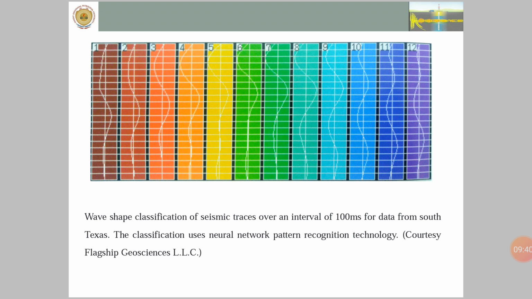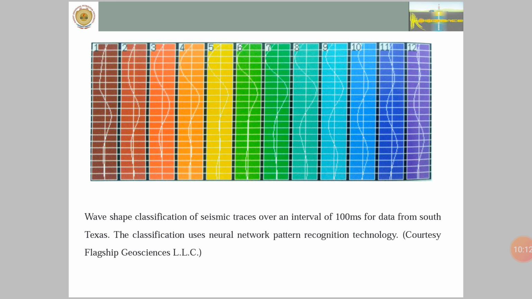The wave shape is also very important. As I told you, wave shapes are classified on the seismic traces. We know that seismic trace is actually a wiggle trace. In this case, we can see the wiggle trace from left to right, and wave shape depicting peak, zero crossing and trough is an important attribute. Wave shape classification of seismic traces over an interval of 100 milliseconds is shown here.